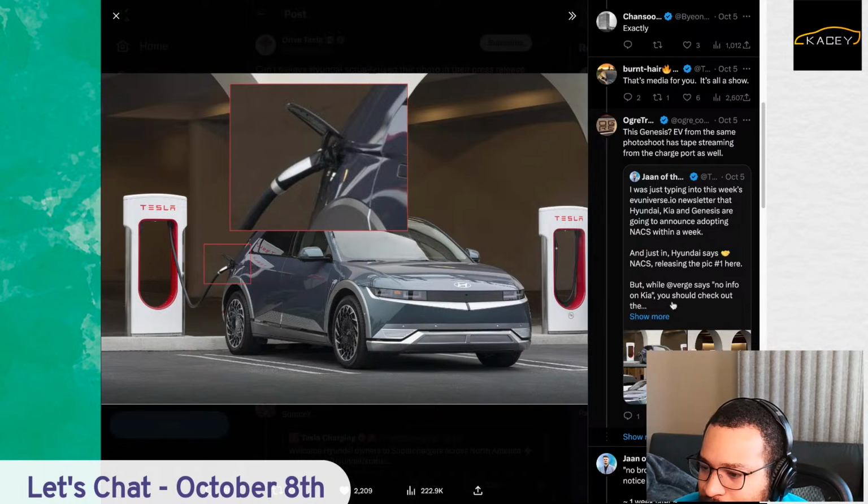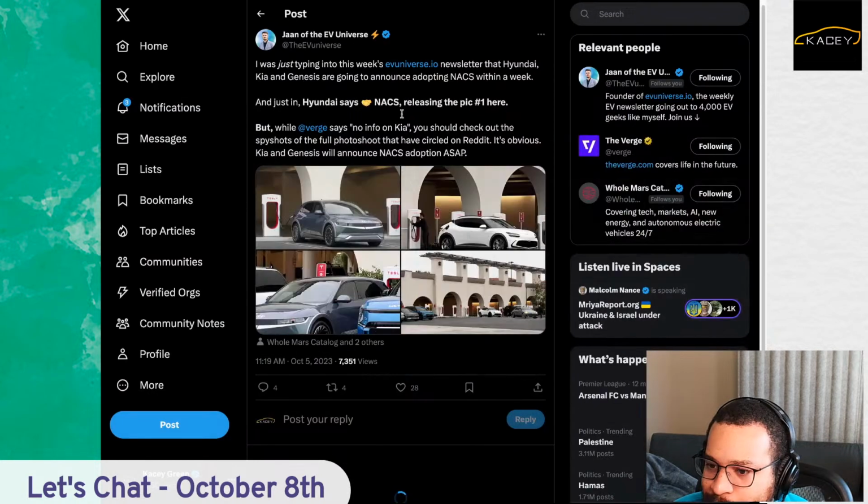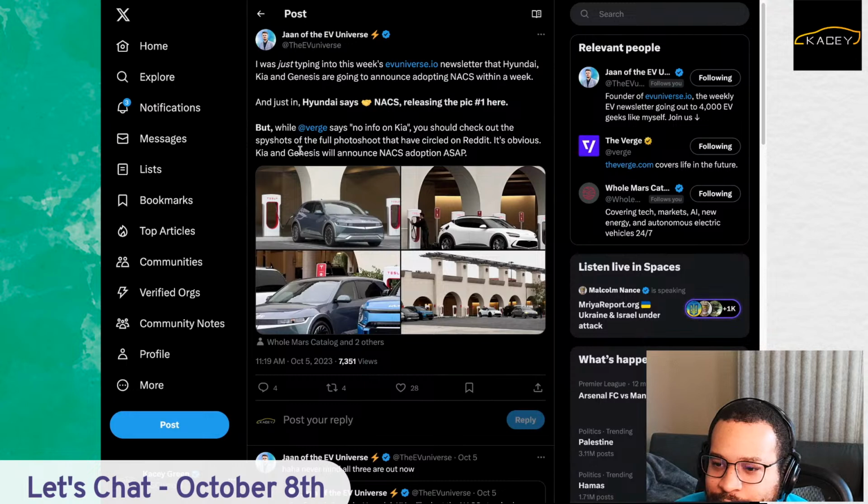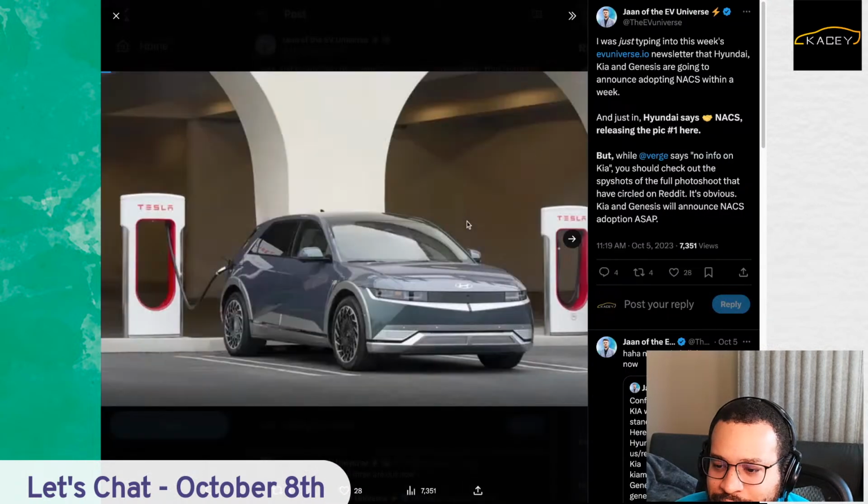While Verge says no info on Kia, you should check out the spy shots of the full photo shoot that have clicked on Reddit. It's obvious Kia and Genesis will announce NACS adoption ASAP. I mean, they were in the same. Mark tells us this is a mall. They were the same mall.